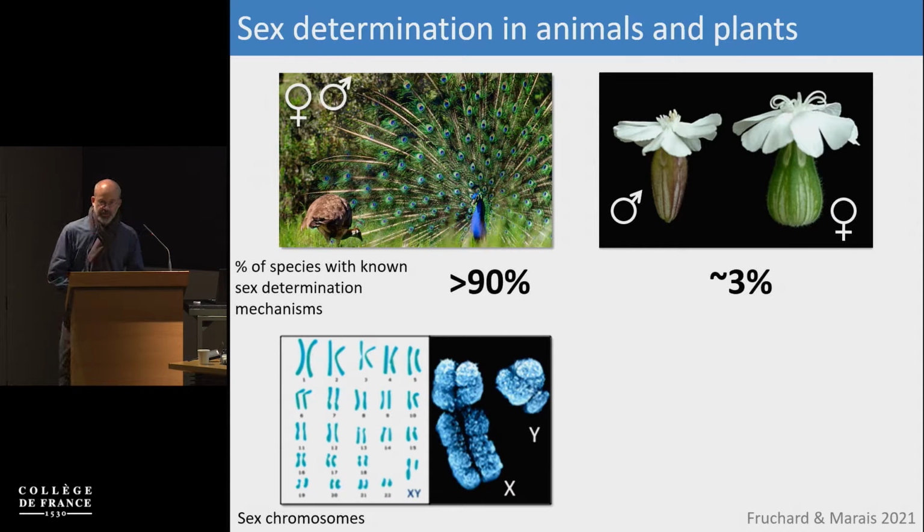In animals, sex chromosomes are very common. They are found in many animal groups. In plants, the few species for which we have information on sex determination have sex chromosomes, but because this is a very small sample, it's difficult to draw a conclusion about how pervasive sex chromosomes are in plants at this stage.